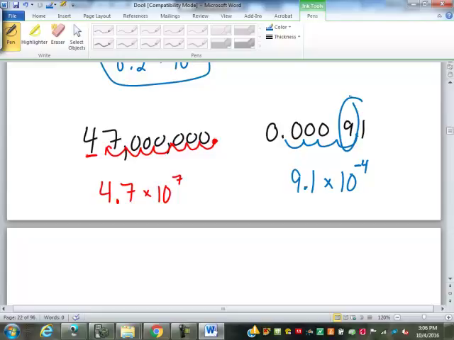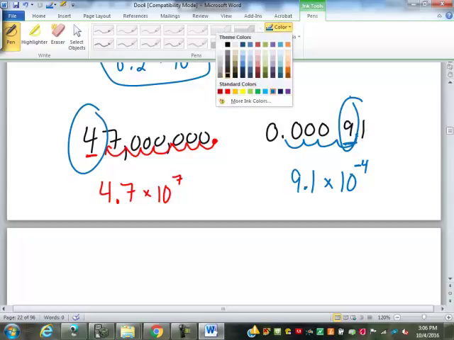Now, you were probably taught some rules. You move the decimal point left, it's a positive power. Move the decimal point right, it's a negative power. All you really need to know is the big place values are positive place values, and the little place values are negative place values. If you know that, you don't have to worry about what direction you're going.